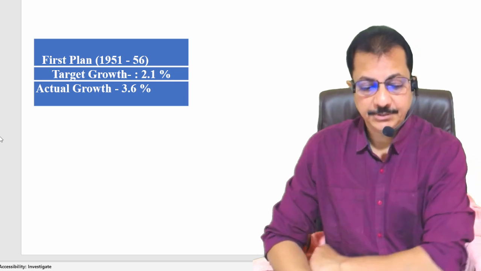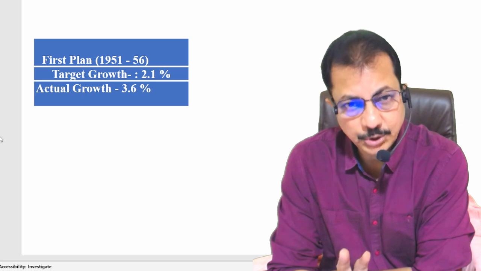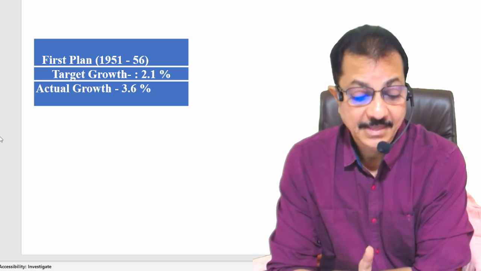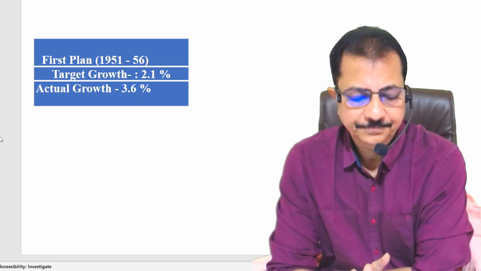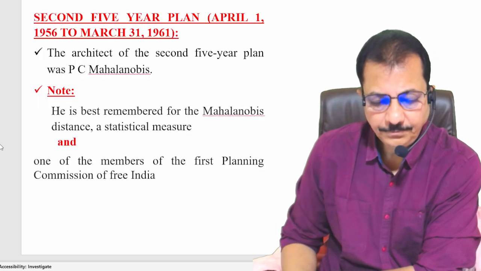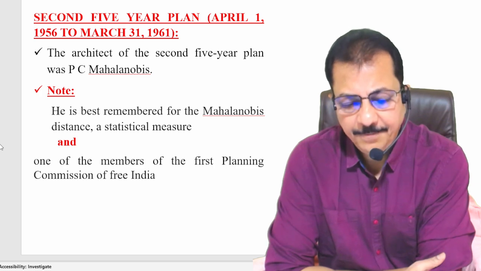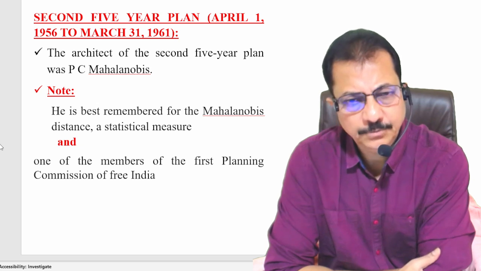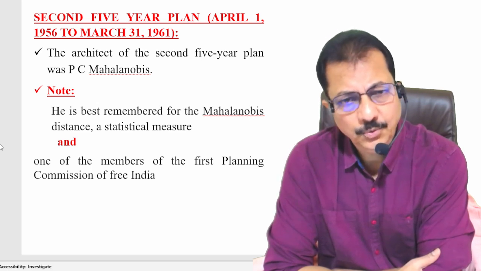Now look at these points here. First plan period, you already know. Target growth was 2.1%. Actual growth was 3.6%. That is the reason why it was considered a great success. Am I clear? Next. Let's go ahead and discuss the second 5-year plan. Dates, you can have a look at this very clearly and write down 56 to 61. And during each 5-year plan, who was the prime minister, that also you have to write down.